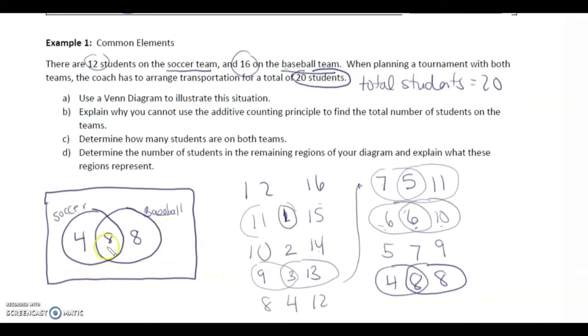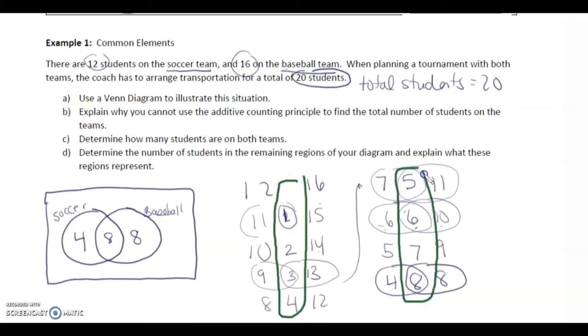Okay, algebraically, there's a way easier way of doing this, but I just wanted to show you guys that you can pattern, and that's what we'd be doing. So that middle number here would be the elements or the students on both teams. So we double counted them.